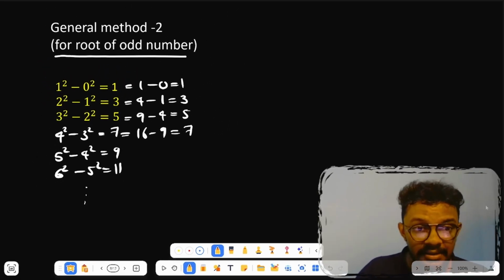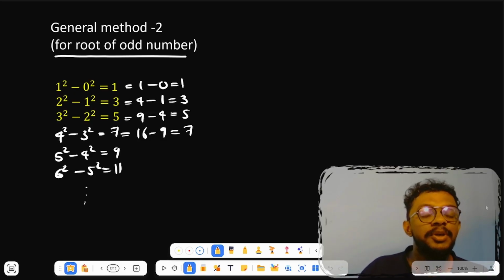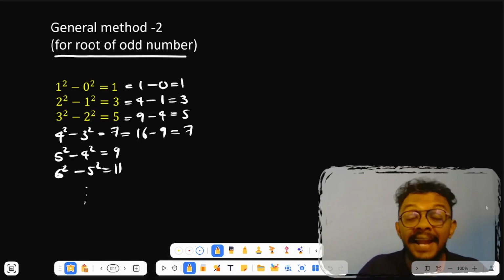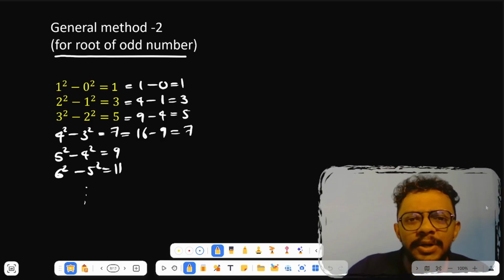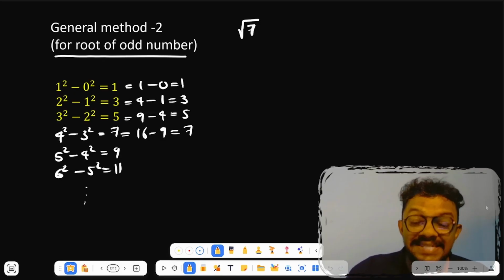If I take the squares of two adjacent natural numbers, we will get an odd number. Not only that, we will get each odd number. So how does this help to draw an irrational number? That's what we are discussing. Suppose I want to represent root 7 on the number line. Yes, 7 is an odd number, so we can use this strategy as I said.